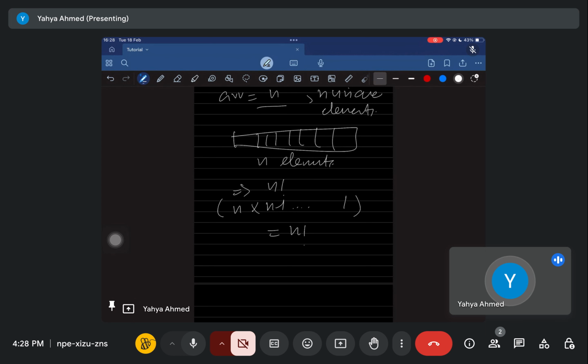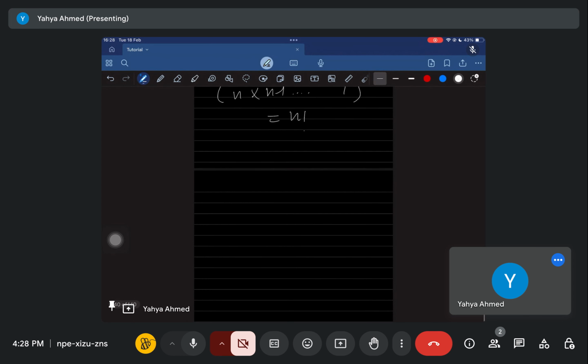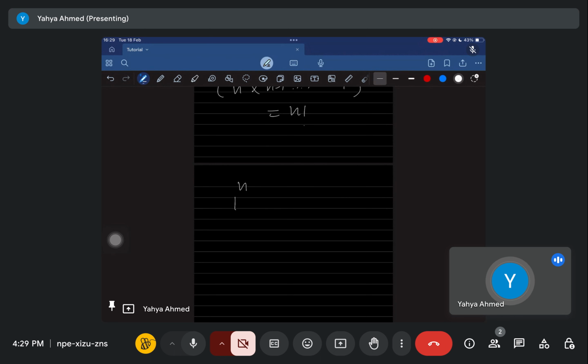Now, when we're considering repetitions, since there are n elements in our array, we still have n factorial permutations. However, we also have repetitions within them. Now, first, let's understand how many repetitions you would see given that there were k unique values.